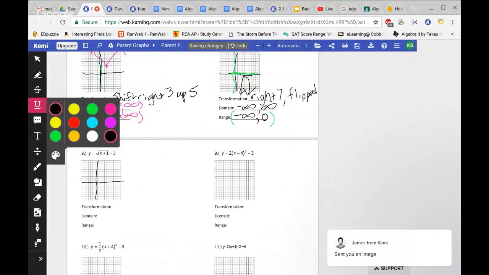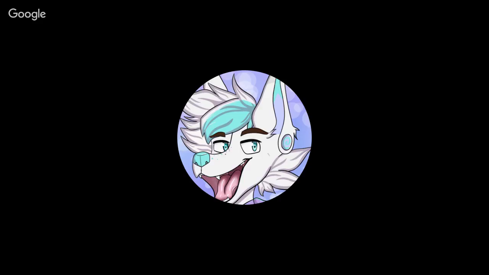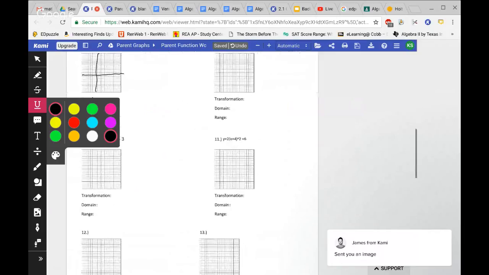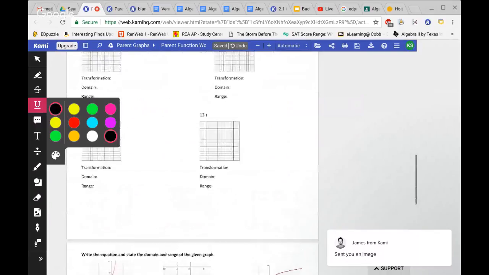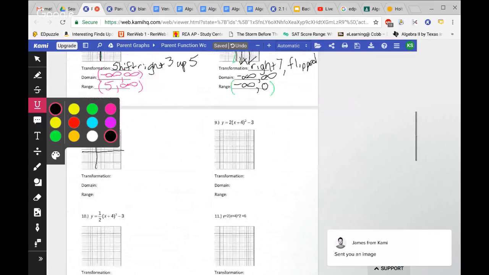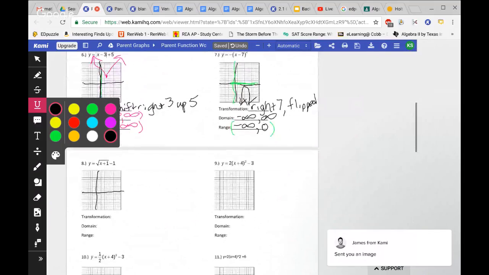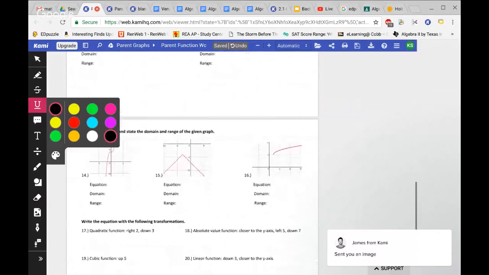So we've got the square root. Wait, I have a question. Yes. Aren't we skipping 12 and 13? Yes. Okay, I'll just make sure. Okay. Do you need help on the rest of these, or did you want to skip ahead? I need help on the rest of these.